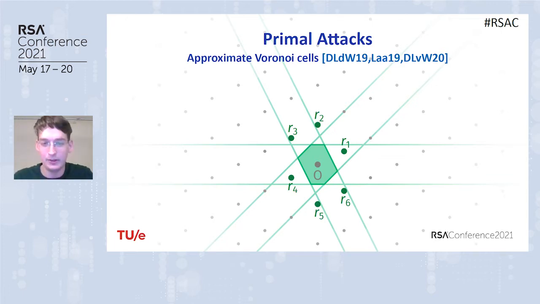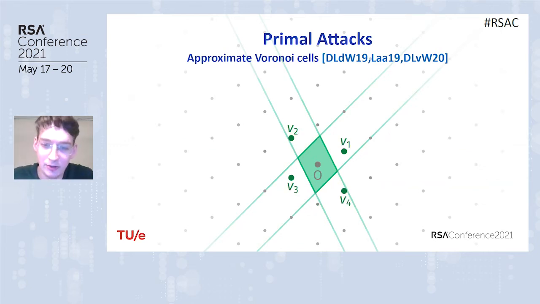What you actually do in practice, what is currently the state of the art, is to use approximate Voronoi cells, where you say, I'm not going to use the exact set of relevant vectors. I'm just going to use a small set of short vectors, in this case V1 up to V4, for instance, which again defines some kind of cell which looks like the Voronoi cell.